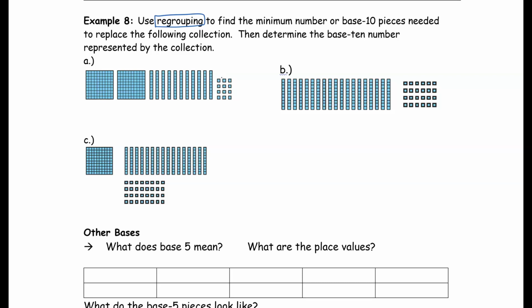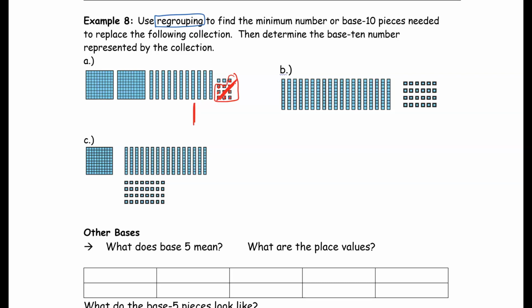So in this example A, I could count 1, 2, 3, you know what, I'm going to use a different color. Might help. So I'm going to count 1, 2, 3, 4, 5, 6, 7, 8, 9, 10. So 10 units, if I put them together, make a long. So I'm just going to draw a long and cross this off. It's basically like an exchange. So regrouping is like an exchange.